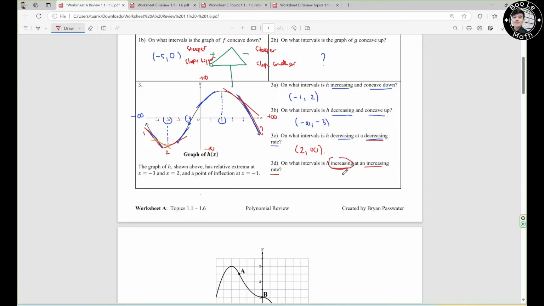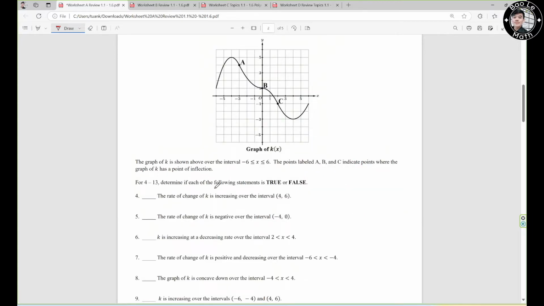Right, now I'm going to check if the rate of change is increasing or decreasing. So I look at this one right here, I see that the tangent line is getting steeper, which means the slope is bigger. So the function has an increasing rate. So the answer must be this interval. So it can be negative 3 to negative 1. Alright, and if you do this one, the function is increasing at a decreasing rate from negative 1 to 2, right? So we only have one answer right here, negative 3 to negative 1.